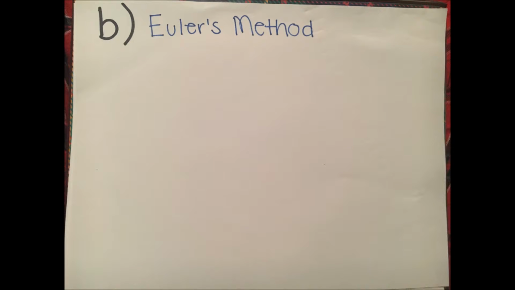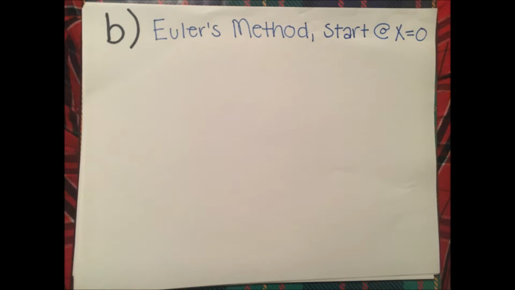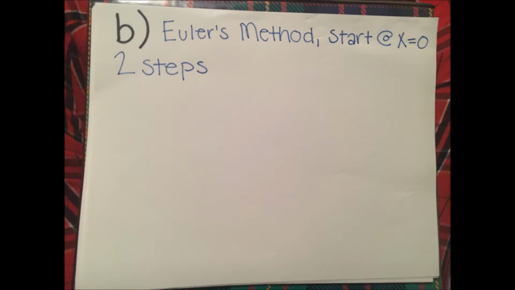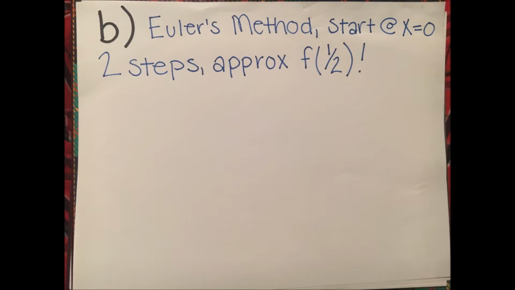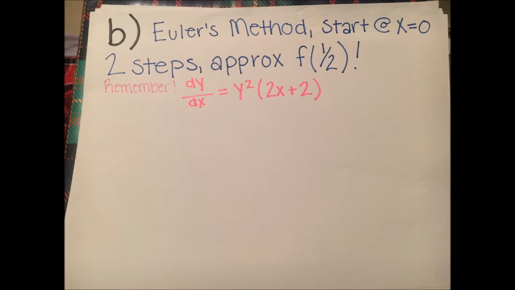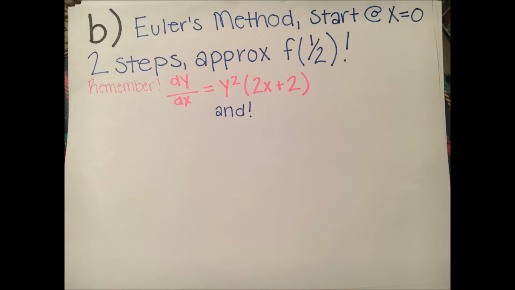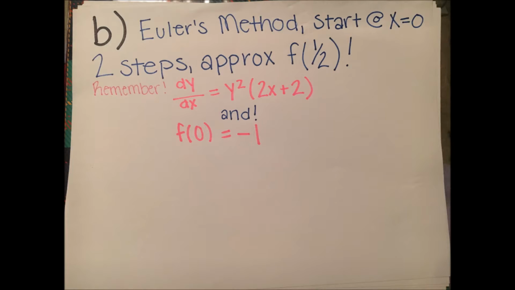Okay, so part B. You are going to be asked to use Euler's method. Your starting point will be x equals 0. You will be using 2 steps, and you will be approximating f of 1/2. Just a refresher, our given derivative function is dy over dx equals y squared times (2x plus 2). You are going to be needing that along with the given value, which is f of 0 equals negative 1.